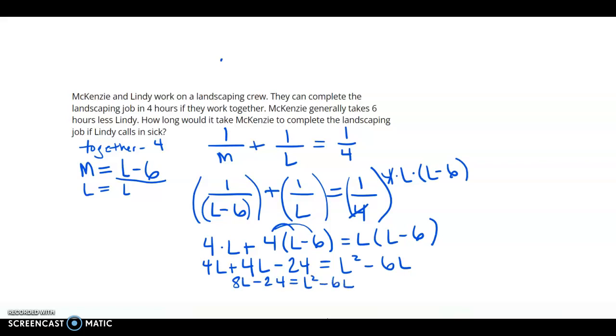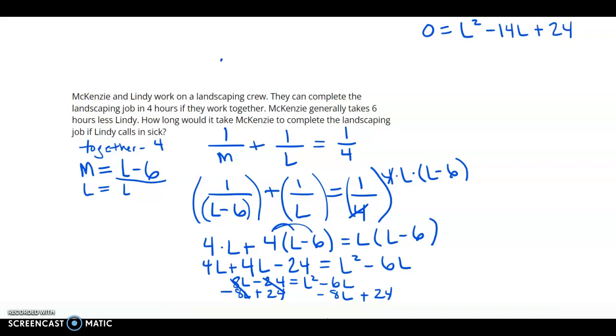Since L squared is positive on the right and I want my L squared term to stay positive, I'm going to subtract both of these over. So minus 8L plus 24. On the left we end up with 0. So 0 equals L squared minus 6 minus 8, which gives me a minus 14L, and then plus 24.